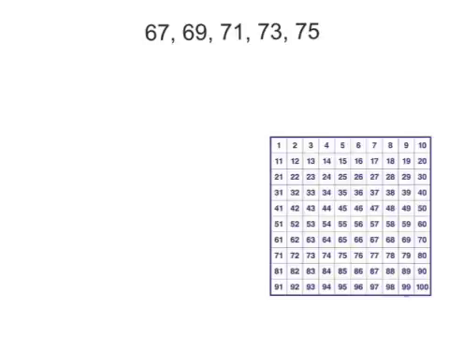So here, up the top is a number sequence. I've got 67, 69, 71, 73, 75. So something is happening because I'm not saying every single number. We can use a number board to help us discover what's happening, what the pattern is in this sequence.